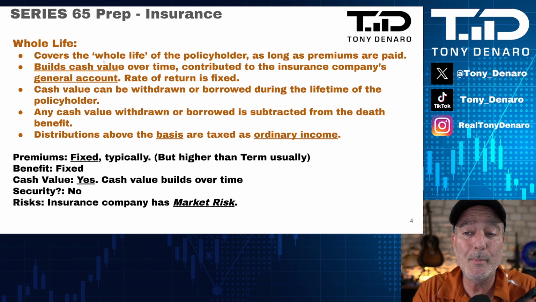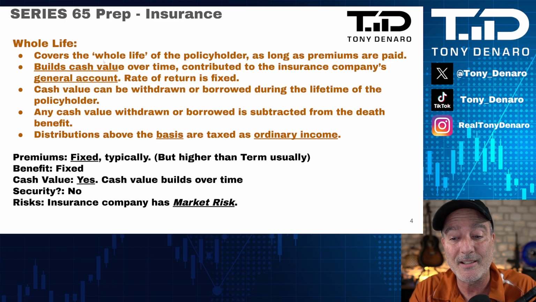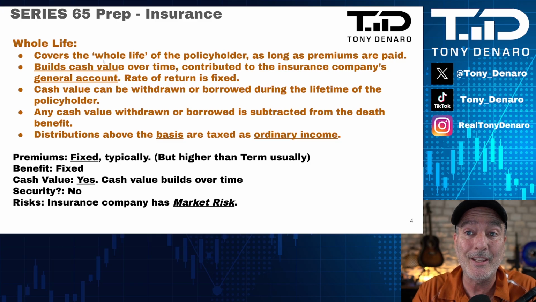The bullet points to remember beyond that: the premiums, just like with term life, are fixed. The benefit is fixed. It does have a cash value, which makes it different than term life. It is still not a security. And look at that second bullet point up there. The money for the cash value is going into the general account. That means it is not a security, and the insurance company maintains the risk, not the policyholder. So our final line on this slide: the risk for this policy is on the insurance company because they are investing the money that goes towards the cash value of the policy.